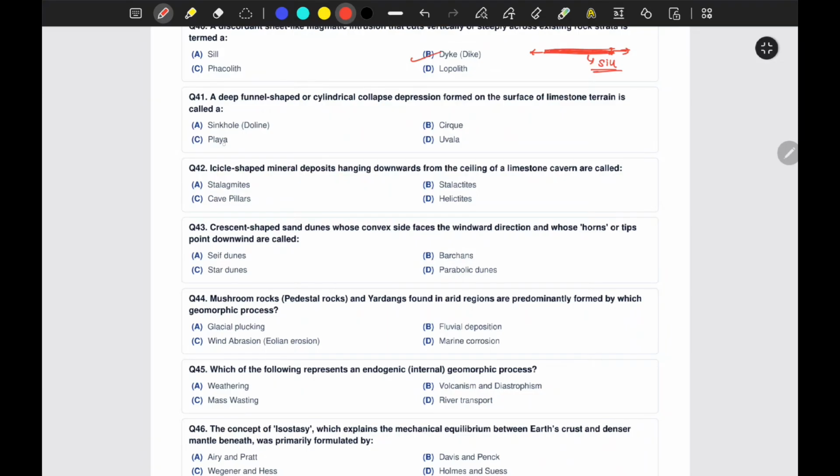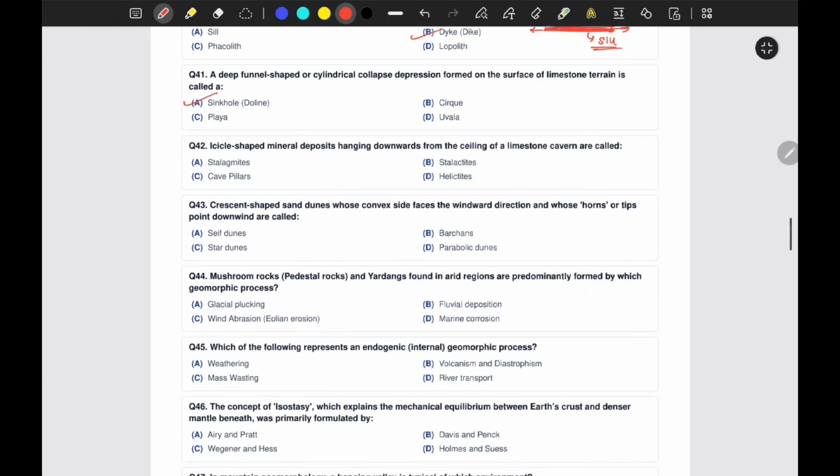Question number 41. A deep funnel-shaped or cylindrical collapse depression formed on the surface of a limestone terrain is called a sinkhole, playa, cirque, or uvala. Correct answer is option A, sinkhole. Question number 42. Icicle-shaped mineral deposits hanging downwards from the ceiling of a limestone cavern are called stalagmites, cave pillars, stalactites, or halicites. The correct answer is stalactites.